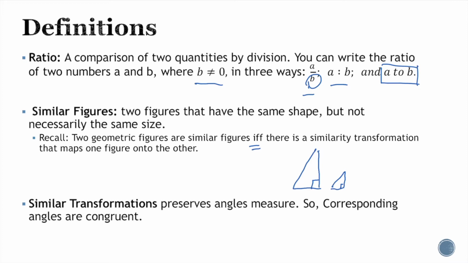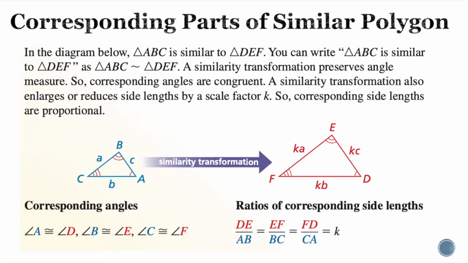Similarity transformations preserve angle measures. So that means that this angle is congruent to this angle, while this is congruent to this, and all 90-degree angles are congruent to each other. Now let's take a look at corresponding parts of similar polygons. Right now is a good time to write this all down in your notebook. Pause the video, come back as soon as you're done.